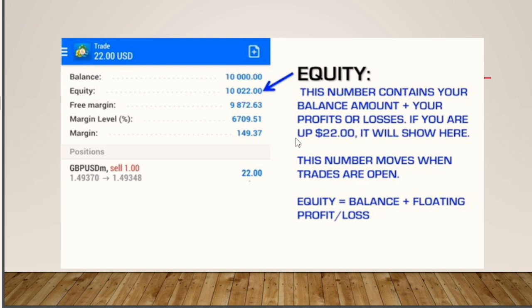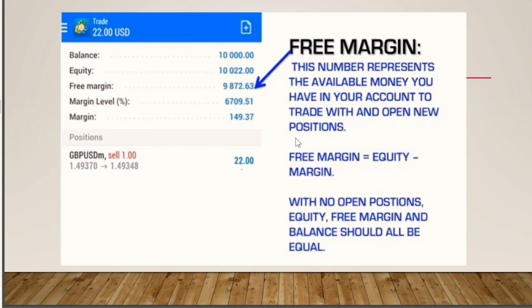This number moves when trades are open. So equity is equal to balance plus floating profit or loss. So it's either you are in profit or in loss. By the time you close your trade, that is when your balance will be equal to your equity. But as long as you have an open position, you are still in the market, your equity is your actual money.